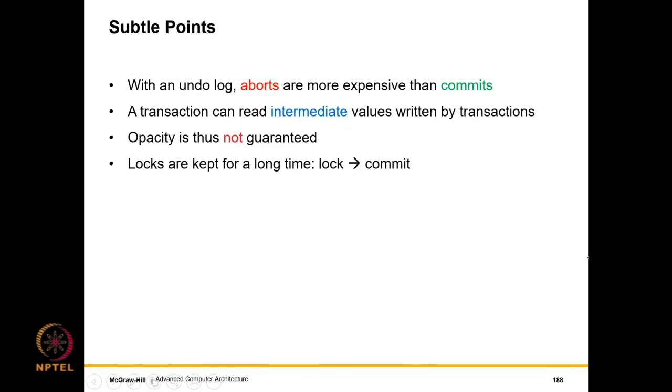So with an undo log also, aborts become more expensive than commits, but if you expect a transaction to commit most of the time, aborts are not an issue. Furthermore, a transaction can read intermediate values which are written by other transactions. Hence, as we have argued in the previous slide, opacity is not guaranteed. And locks are also held and kept for a long time, so locking overhead is high.